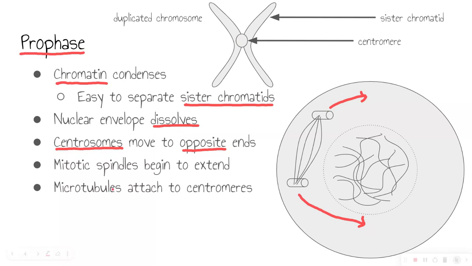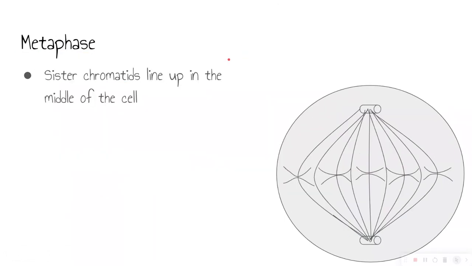So the microtubules, that's part of the mitotic spindles, they're going to attach to the centromeres. So then we're going to go into metaphase. In metaphase, these sister chromatids are going to line up in the middle of the cell. And we can remember that M is for metaphase, M is for middle. So in metaphase, these sister chromatids are all in the middle of the cell. And we can see these microtubules connected here to the centromeres.